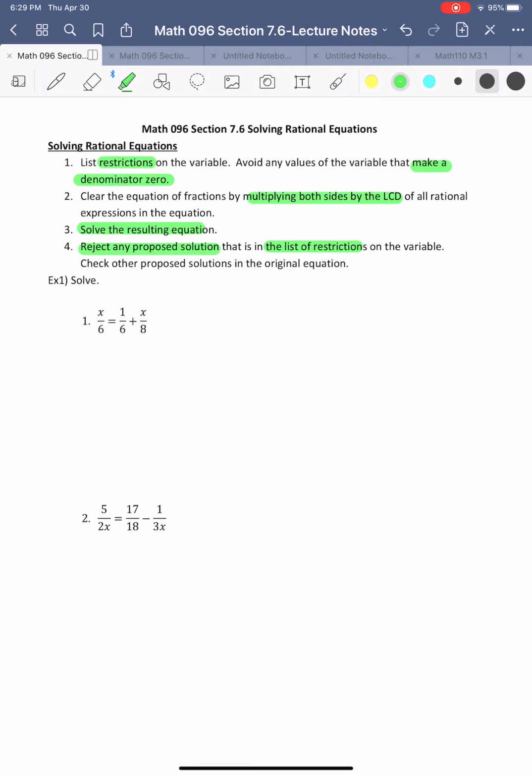Okay, so on the first problem, actually there's no restriction because you don't have any variable in the denominator. These are all numbers, okay? So a number can never be 0. And this time, I want to find the LCD for 6 and 8, which is going to be 24. So I'm going to make the denominator 24.